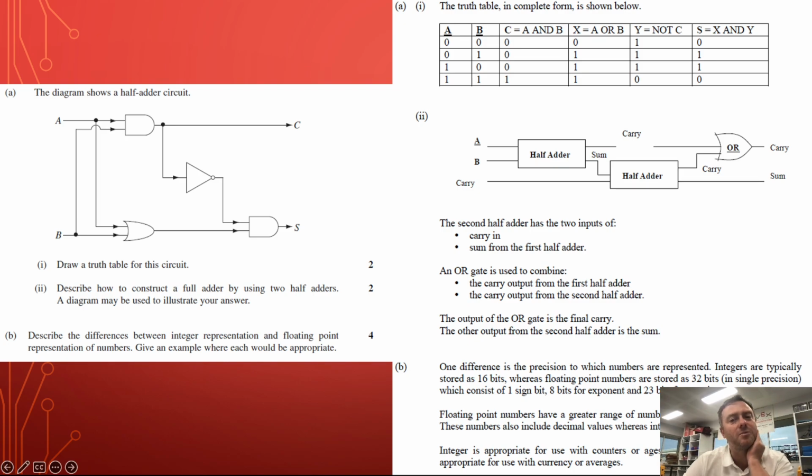And then this is the description. The second half adder has the inputs of the carry in and the sum from the first half adder. An OR gate is used to combine the carry output from the first half adder and the carry output from the second half adder. The output of the OR gate is the final carry, and the other output from the second half adder is the sum.